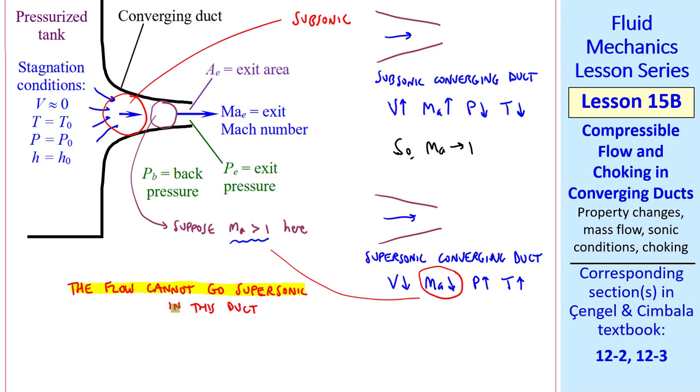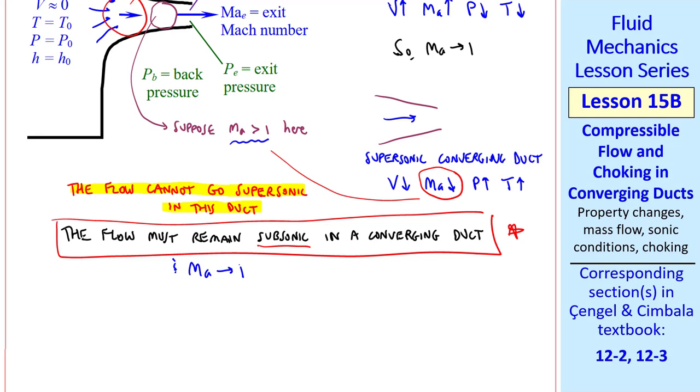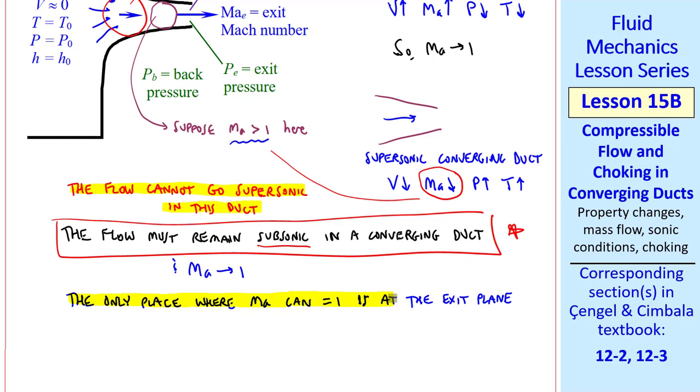In other words, the flow must remain subsonic in the converging duct. And the Mach number approaches 1, but cannot exceed 1. So we also conclude that the only place where Ma can equal 1 is at the exit plane. Here's where the back pressure comes in.